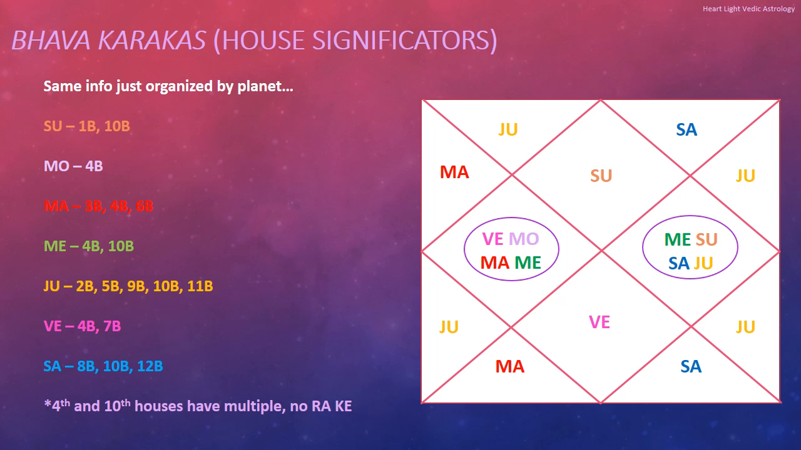Okay. So again, what I've circled in purple here, the two outlier, kind of unusual houses are the 4th and 10th houses because they have multiple karakas here, depending on which specific thing you're analyzing. And then again, Rahu and Ketu are not Bhava Karakas. Okay, now we'll get into the analysis.